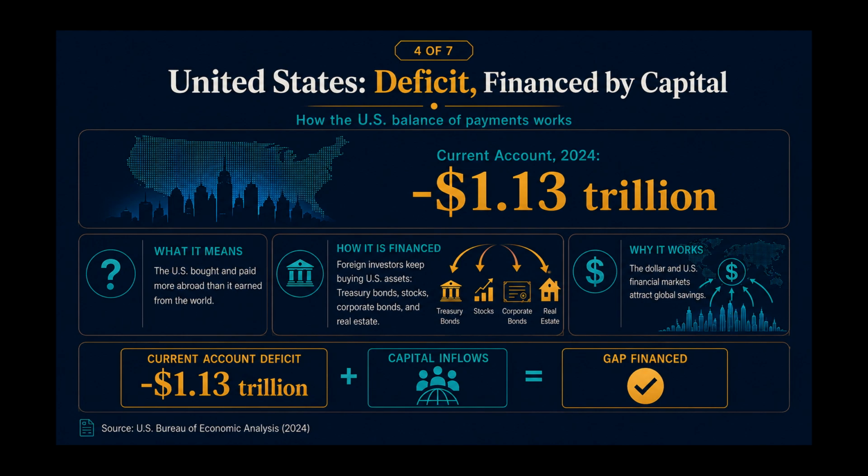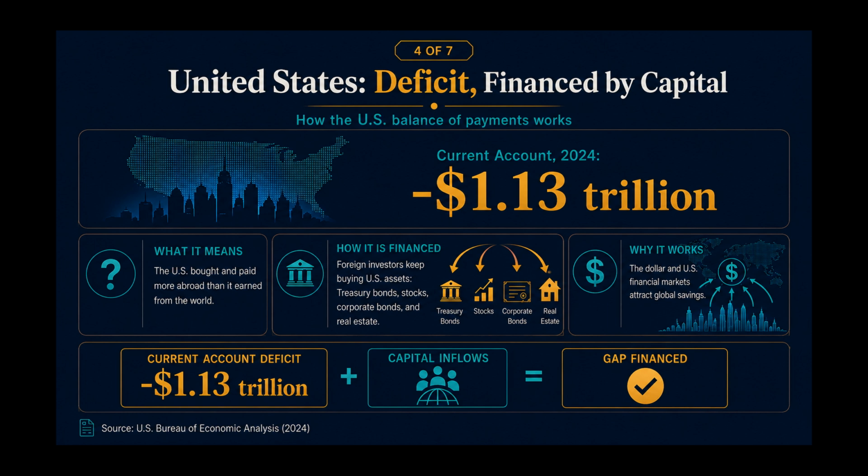Now, the USA is a classic example of a country with a large current account deficit. In 2024, the US current account deficit was around $1.13 trillion. This means the US bought and paid more to the rest of the world than it earned from the rest of the world. Normally, such a large deficit would look risky, but the US has one major advantage.